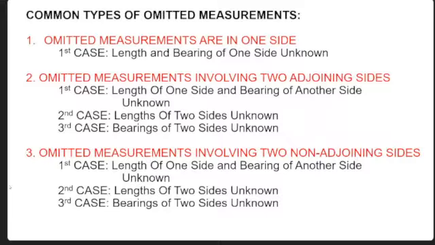And on the third type, we have omitted measurements involving 2 non-adjoining sides. So, hindi naman magkatabi or magkasunod yung line. So, there are also 3 cases. The first is length of one side and bearing of another side unknown. Second case, length of 2 sides unknown. Third case, bearings of 2 sides unknown. So, we'll discuss further one by one yung ating mga type and cases.